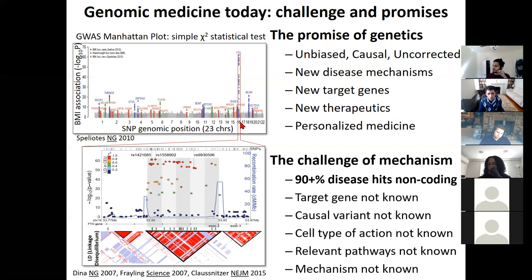So in this particular case, there's this very strong genetic association with obesity sitting exactly at this FTO gene locus. But if you look at these 89 common variants associated with obesity in this FTO locus, they all sit in the first intron of the FTO gene and a tiny part of the second intron, but none of them affects the protein. So even though many people had assumed that FTO is the gene that's the target of this locus, what we showed in our own work is that the target of this locus sits 1.2 million nucleotides away and 600,000 nucleotides away in these IRX3 and IRX5 genes. So the target gene is very often not known. The causal variant is not known. Cell type of action is not known. The relevant pathways are not known and the mechanisms are not known.